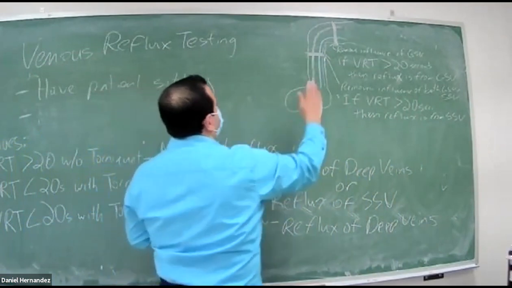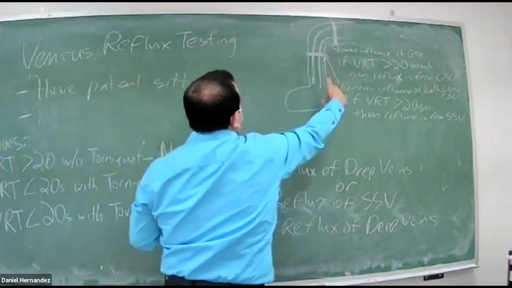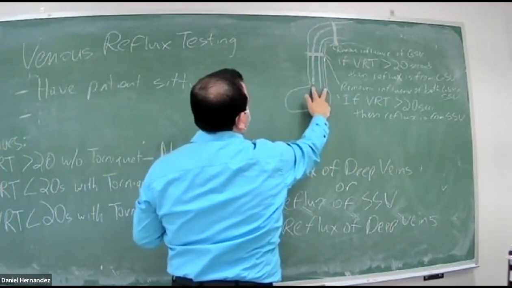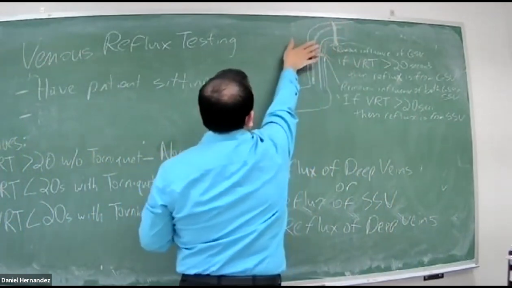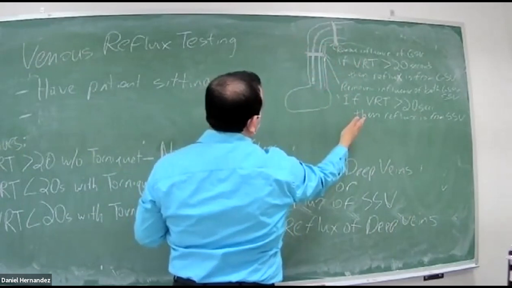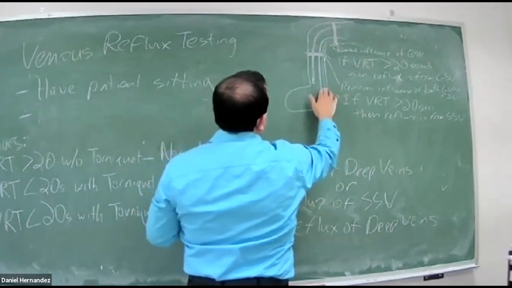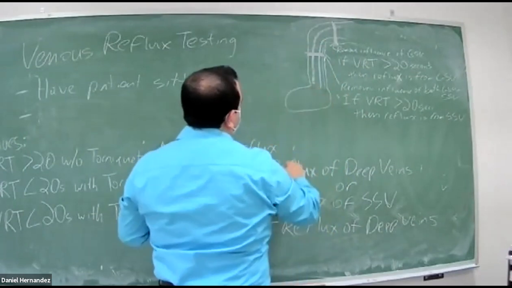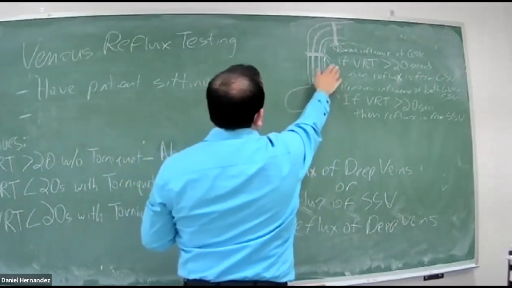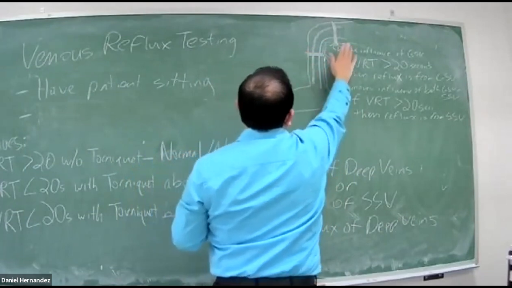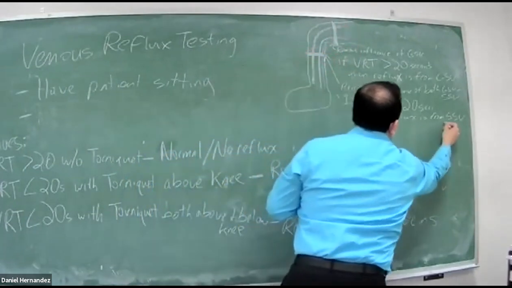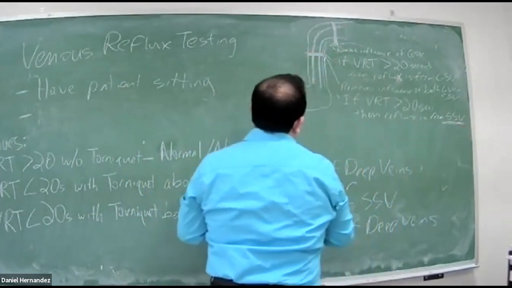If you think about it, we put the cuff here, we're still getting reflux. Could be one of those two, the small saphenous or the deep system. We move on to the next step, we put the cuff here, we're still getting reflux. We've eliminated those two vessels. We know it's coming from the deep vein. But if we get a return back to normal with the cuff here, so if it was abnormal here and then returns to normal here, then the reflux is from the small saphenous vein.